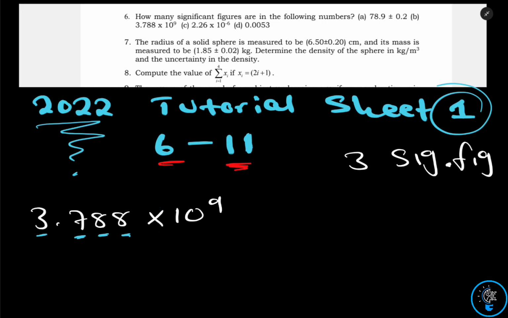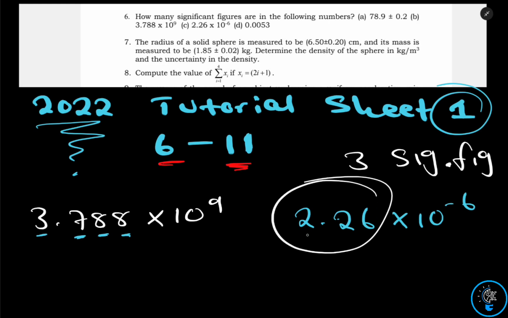Okay, we have another number in standard form, which is 2.26 times 10 to the power negative 6. So in this one, we need to focus on the coefficient, and the coefficient has the following number of significant figures: 1, 2, 3. Remember, these digits are non-zero digits, so they are considered as significant figures. Okay, so we have 3 significant figures.